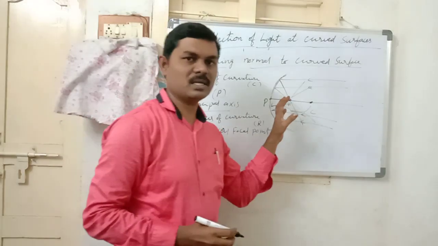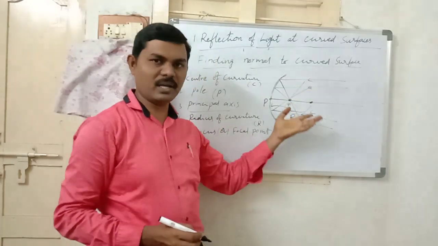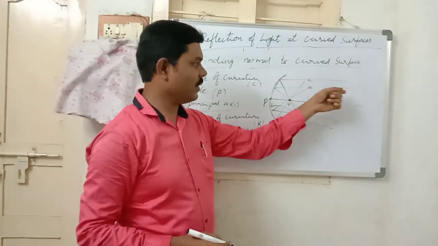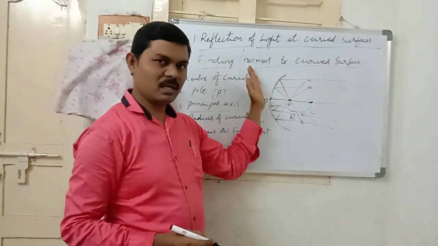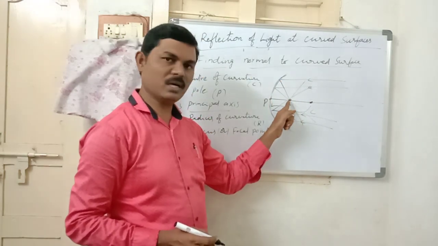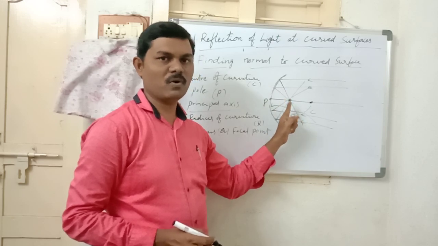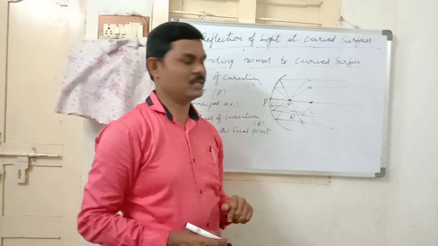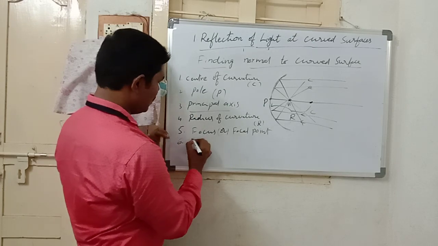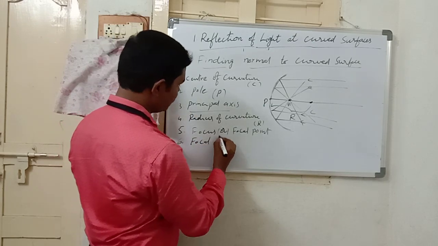When the sun rays, or any light rays, travel parallel to the principal axis, all the reflected rays will meet at one point on the principal axis. That intersecting point is called the focus or focal point. Now the next one is focal length.